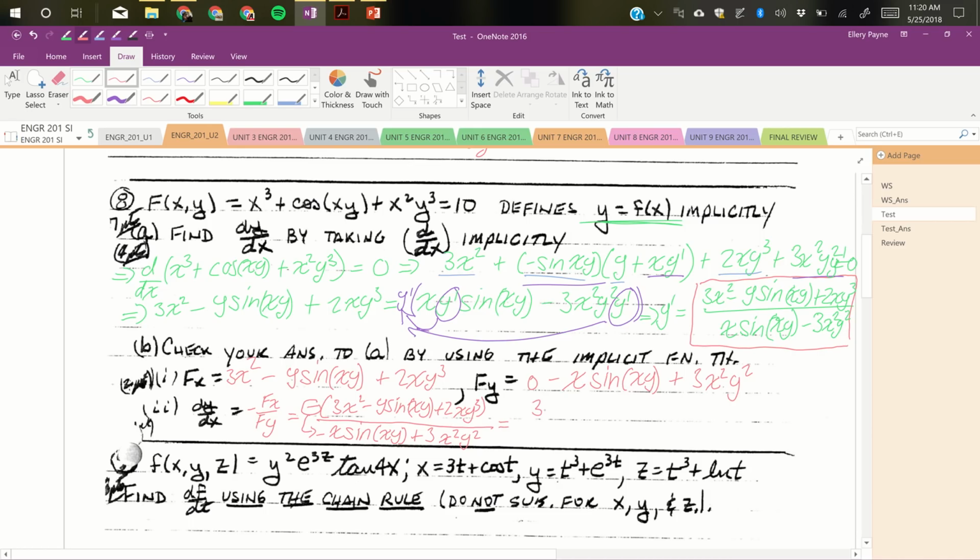So then it'll equal 3x squared minus y sine of xy plus 2xy cubed, all over x sine xy minus 3x squared y squared. And that's our answer. All right.